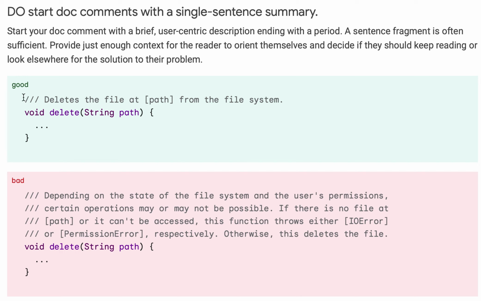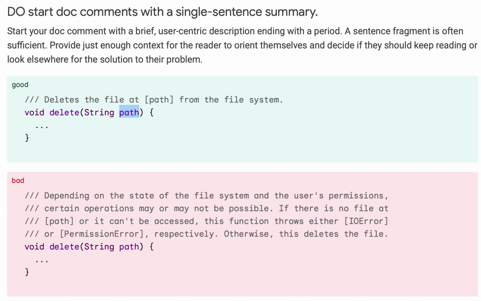So first is good, which is: deletes the file at path from file system. So this is the variable path from the file system. Okay, whatever is the path provided in the argument. So it is very clear and concise that whatever path you provide, the file at that particular path will be deleted from our file system.